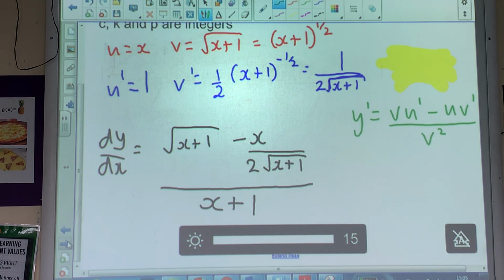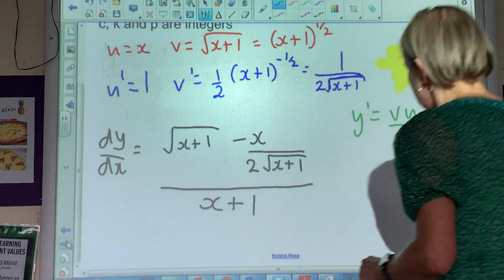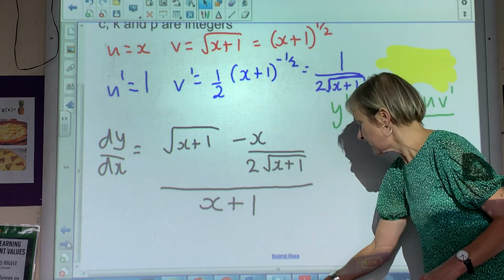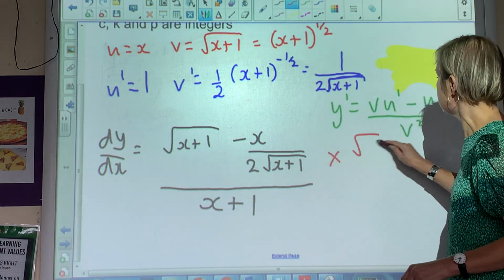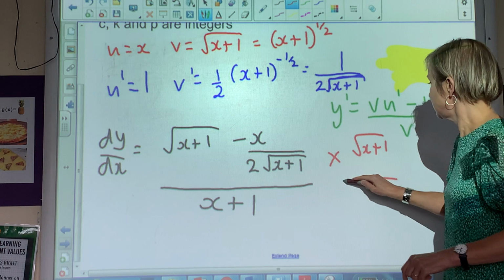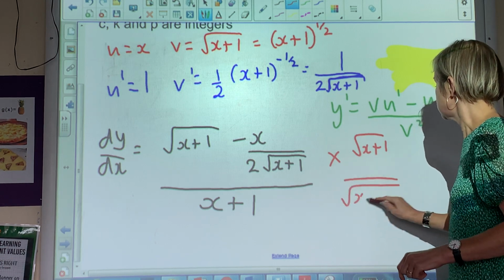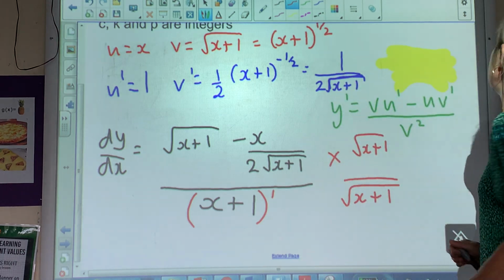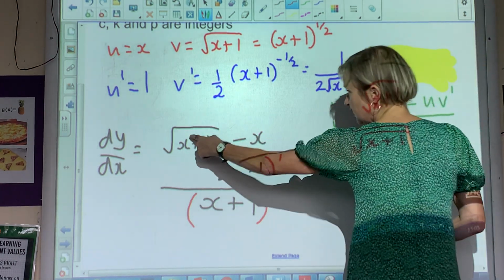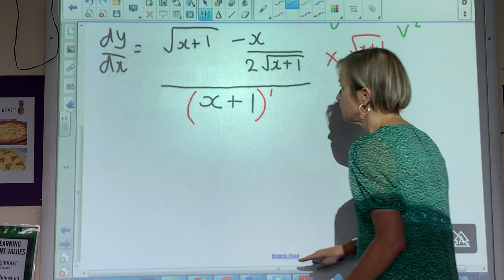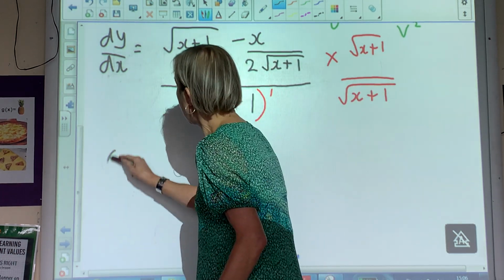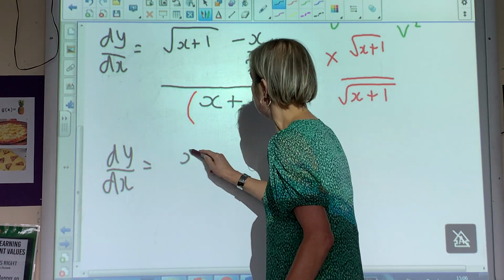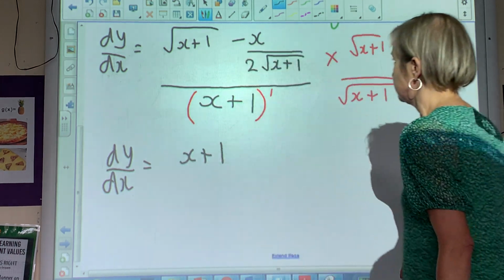Right, I'm going to multiply the top and bottom by the square root of x plus 1. That means I'm going to move that a little further out of the way. So multiply this by the square root of x plus 1 and the bottom by the square root of x plus 1. Right, if I multiply this first term by the square root of x plus 1, I will get the square root of x plus 1 times the square root of x plus 1, which is just x plus 1.